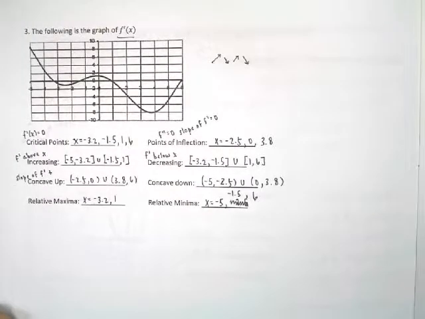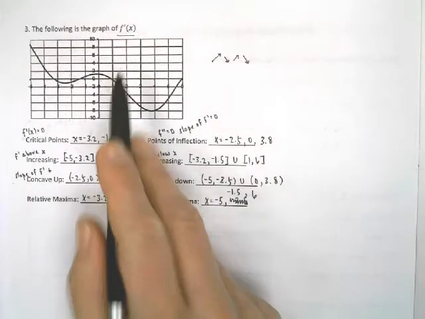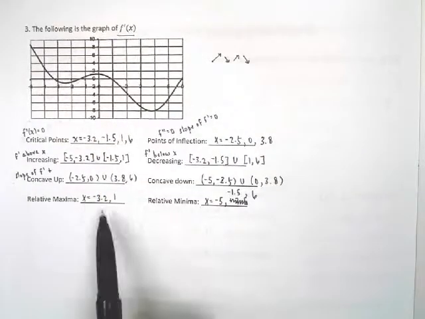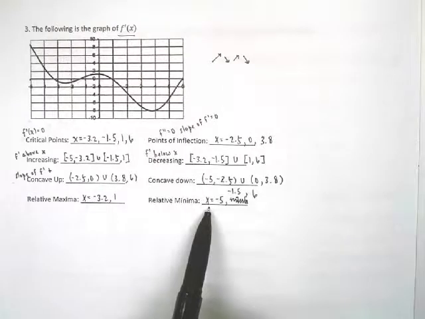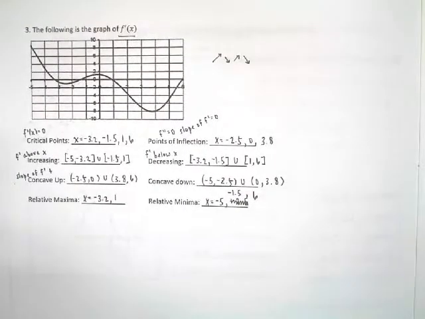Now the other point I wanted to bring up here is we can't actually decide which are absolute maxes and mins. Since this is f prime, we have no way of knowing the y values of these x values. So we can only, if we have f prime, talk about relative maxes and mins and not absolute.